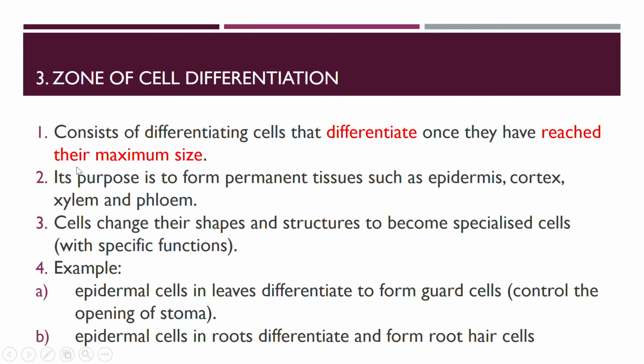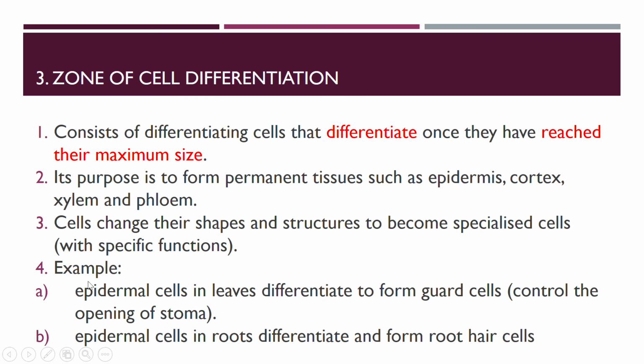Okay, so what is the purpose? Remember ya, kalau zone of cell differentiation tu purpose dia is to form permanent tissues. So examples, epidermis, cortex, xylem, phloem. Semua ni example of permanent tissues. You have seen it in previous lessons. So cells change the shapes, structures. Mereka sudah berubah ni, sudah jadi specialist, with specific functions. Okay, sudah specialized into certain area sudah ni.